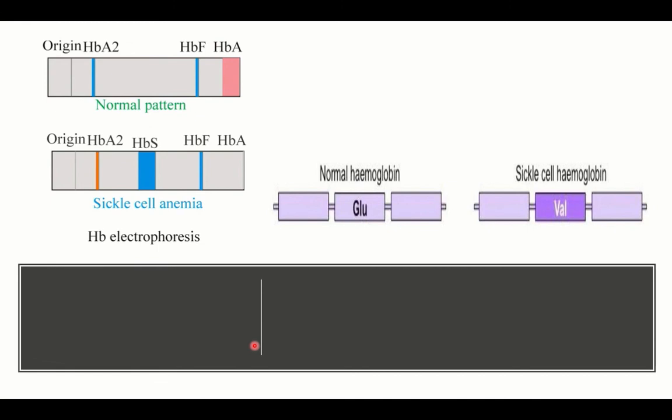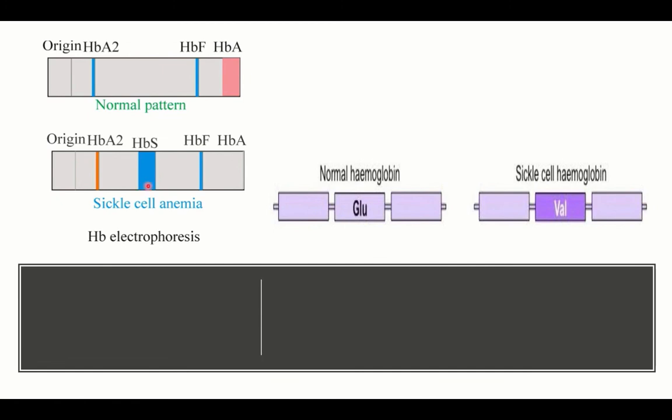In electrophoresis, normally more than 97% of hemoglobin is hemoglobin A, alpha 2 beta 2, while there is a small percentage of hemoglobin F, alpha 2 gamma 2, and below 3.5% of hemoglobin is hemoglobin A2. This is the normal pattern.